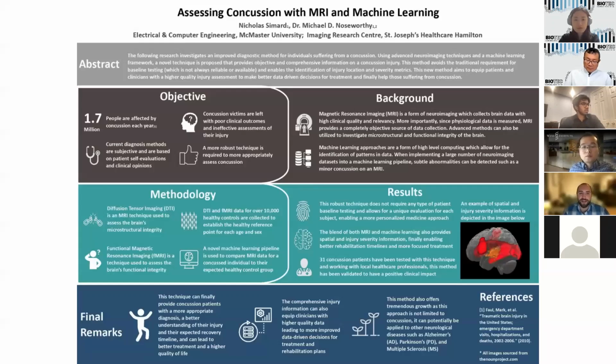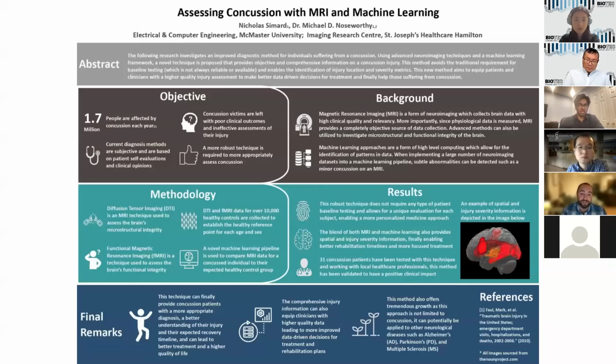So let's see this method in action. Let's look at some results. It's first important to note that given the blend of MRI and machine learning, for the first time, we can provide spatial and injury severity information. This enables better rehabilitation timelines and more focused treatments.